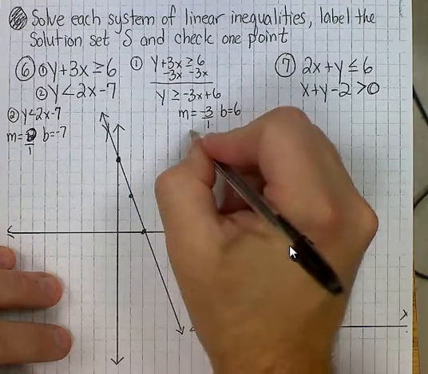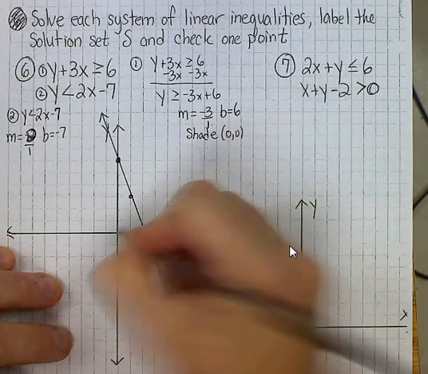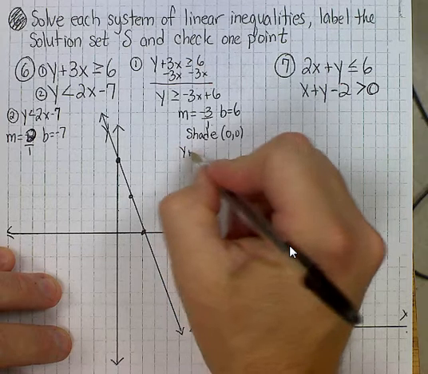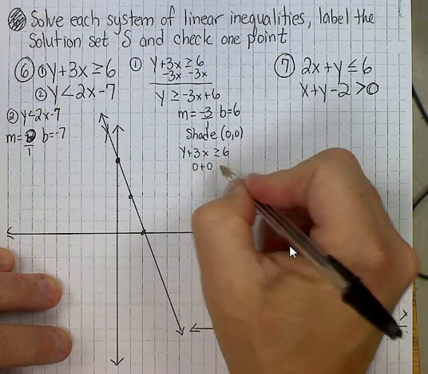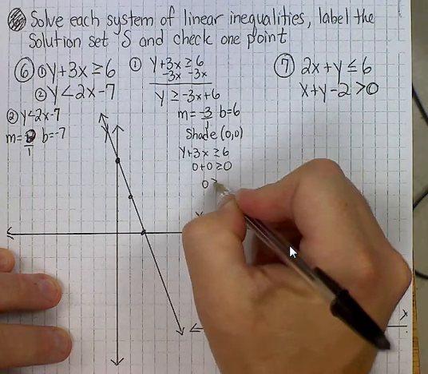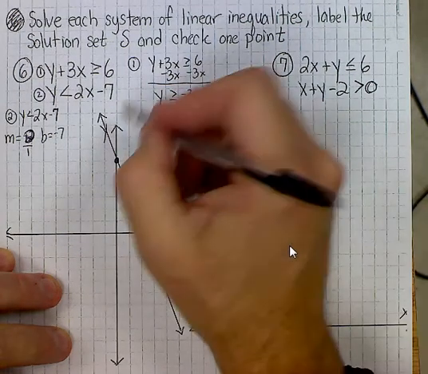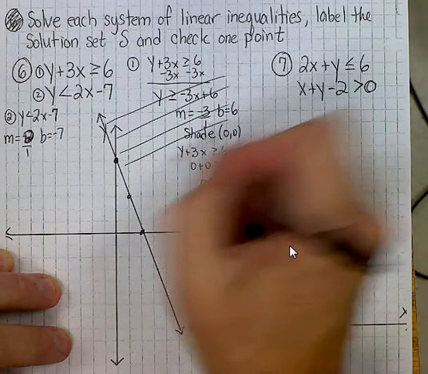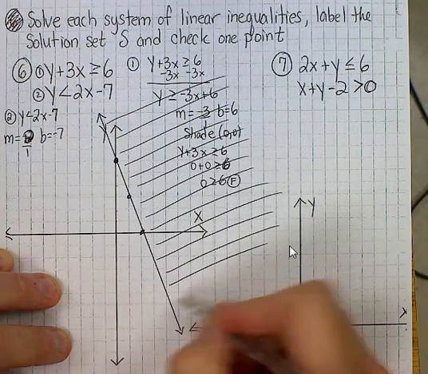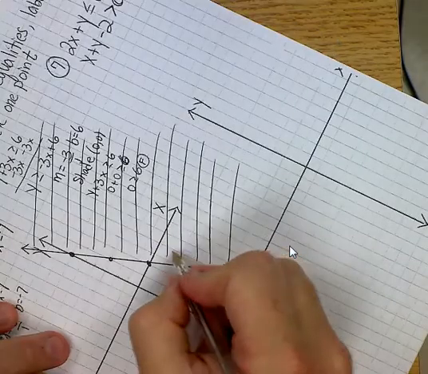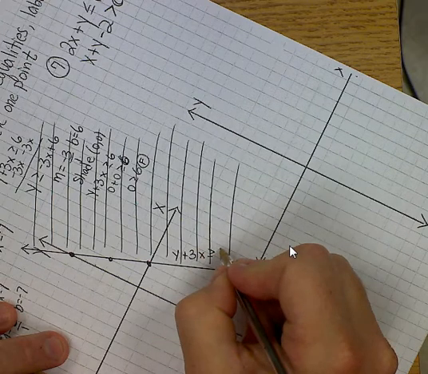Next step, remember, is the shade. Pick a point on one side of the line, 0, 0. That's this point here. And now plug it in. I get y plus 3x is greater than or equal to 6. So 0 plus 3 times 0 is 0, is 0 greater than or equal to 6? And the answer is no, it's not. That's false. So I shade on the other side, which is here. I'm going to label the line: y plus 3x is greater than or equal to 6.